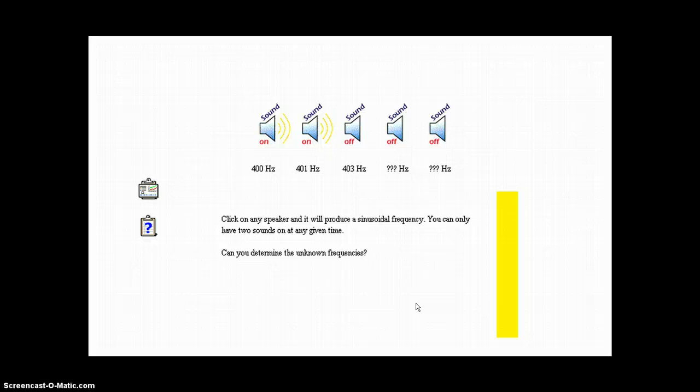And you hear, if you were to use a stopwatch or just look at the clock, one of those beats every second. What this does is it tells you that these two sources are 1 hertz apart in frequency.